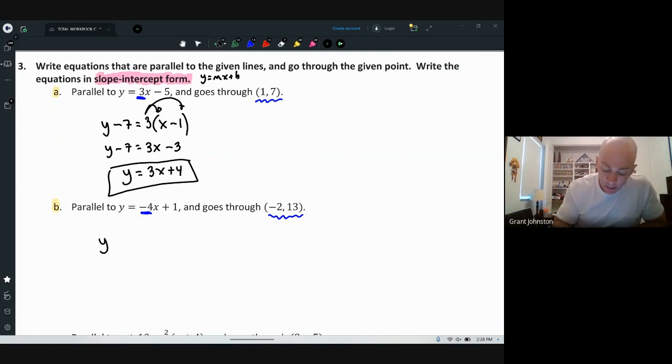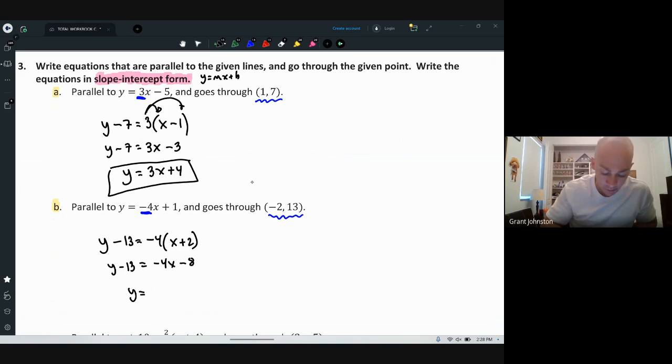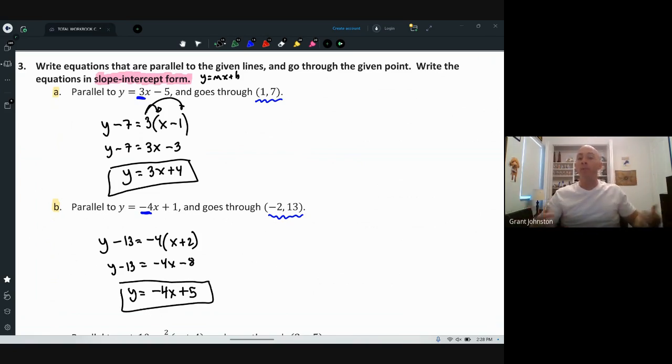So I'll have y minus 13 equals negative 4 parentheses x plus 2. But I want it in slope-intercept form, so I need to isolate y. I'm first going to distribute here. So negative 4 times x, negative 4x, negative 4 times positive 2 is negative 8. Want to get y isolated, so I'm going to add 13 to both sides. So now I'm left with y equals negative 4x. Negative 8 plus 13 is 5. So now it's in slope-intercept form.